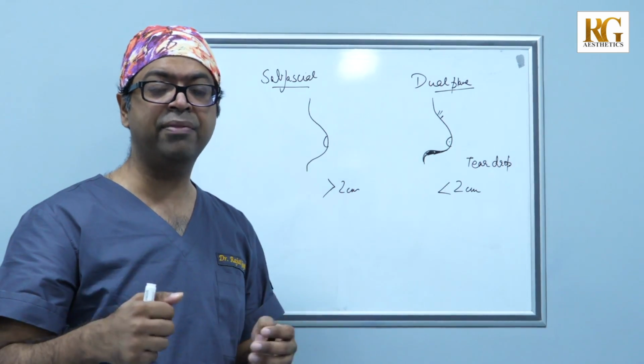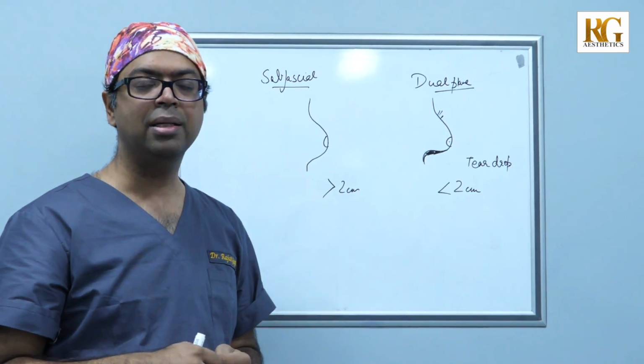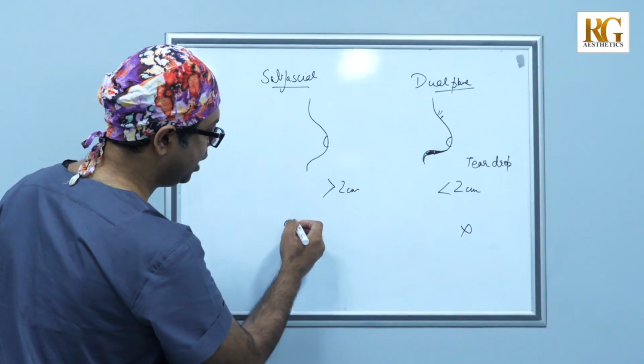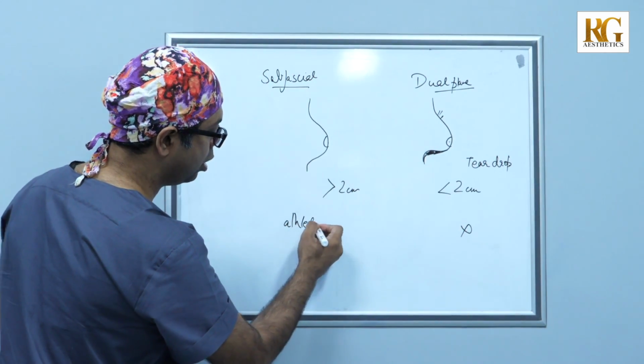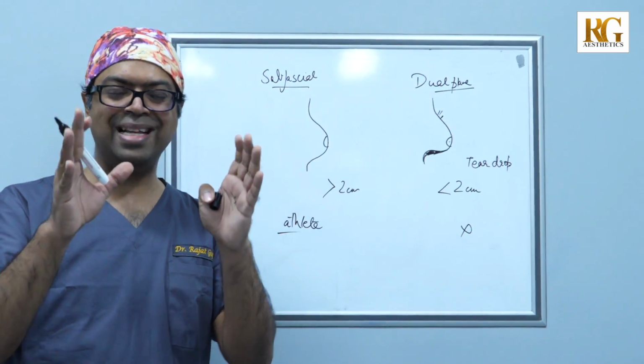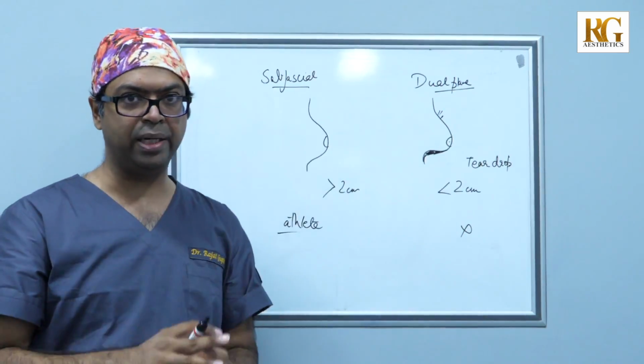The third thing is, if someone is an athlete, is someone who uses their pectoralis muscle much more commonly in their day-to-day life, they're a sportswoman, then one should not go for a dual plane. An athlete should go for a sub-fascial implant. So these are the essential differences between these two planes.